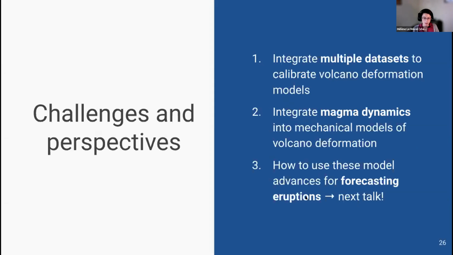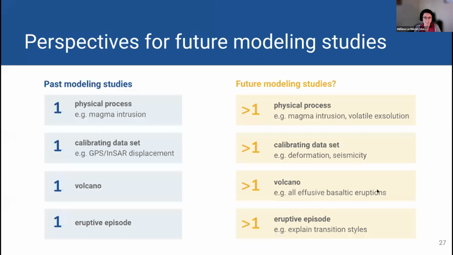So for that, we need to figure out how to use each of these model advances for forecasting eruptions. And that will actually be the subject of the next talk. The last slide here, I illustrate some perspective for the talk that we can talk about for the modeling collaboratory.